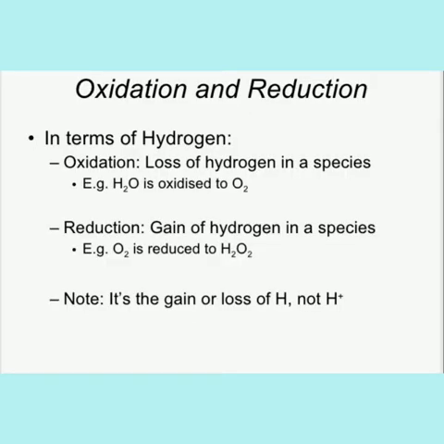Now let's understand oxidation and reduction in terms of hydrogen. In oxidation, loss of hydrogen in a species takes place. Example, water is oxidized to oxygen gas. In reduction, gain of hydrogen in a species takes place. Example, oxygen is reduced to H2O2, that is hydrogen peroxide. Now, one very important thing to note, it's a gain or loss of hydrogen atom, not hydrogen ion. Always remember, an atom can be lost or gained, not an ion.